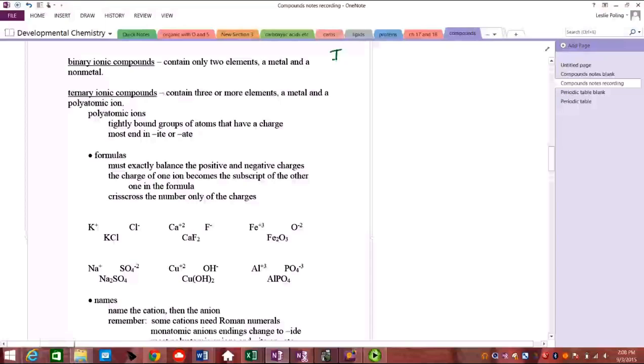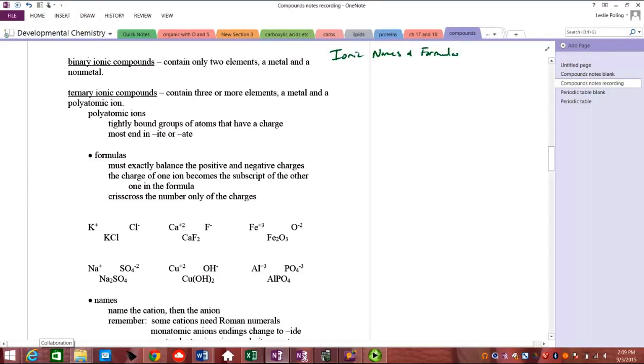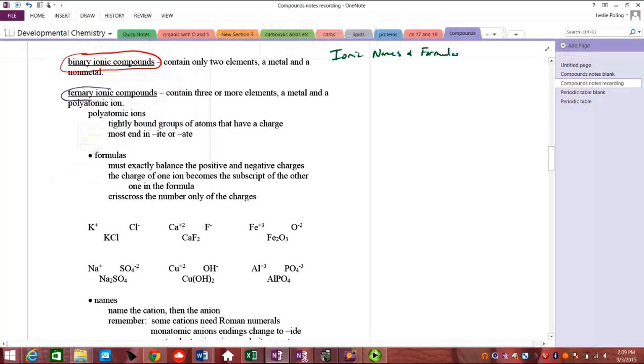So, ionic names and formulas. We've got two different types of ionic compounds. We have binary, which have two elements, so we have a metal and a nonmetal. And we have ternary, which we're going to have three or more elements.